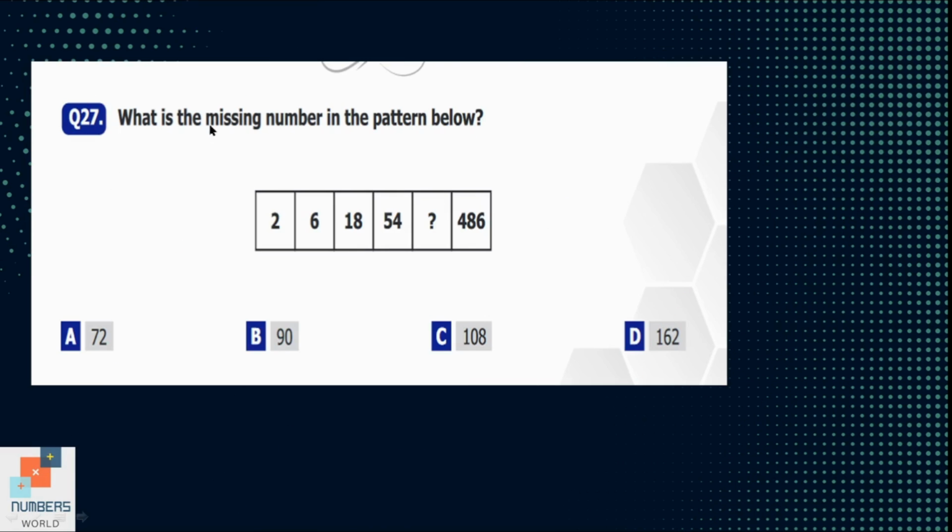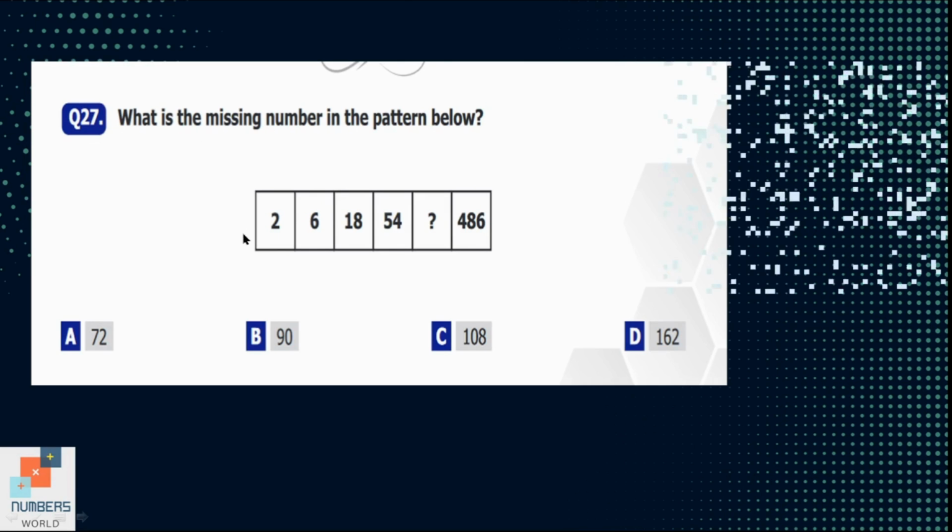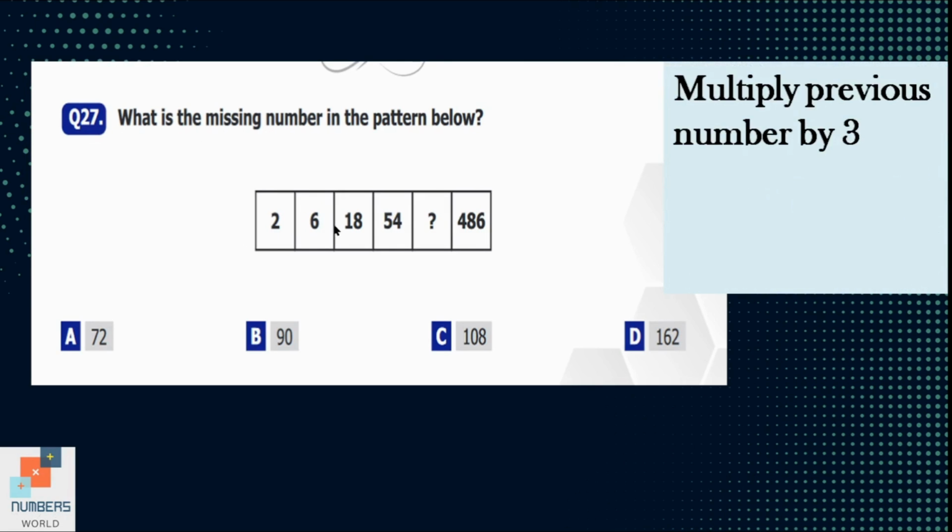Question number 27, what is the missing number in the pattern below? So we can notice a pattern over here that every previous number is multiplied by 3. Like 2 3s are 6, 6 3s are 18, 18 3s are 54, 54 3s are 162, which is our missing number over here. And 162 multiplied by 3 is equal to 486. So here option D is our correct option.